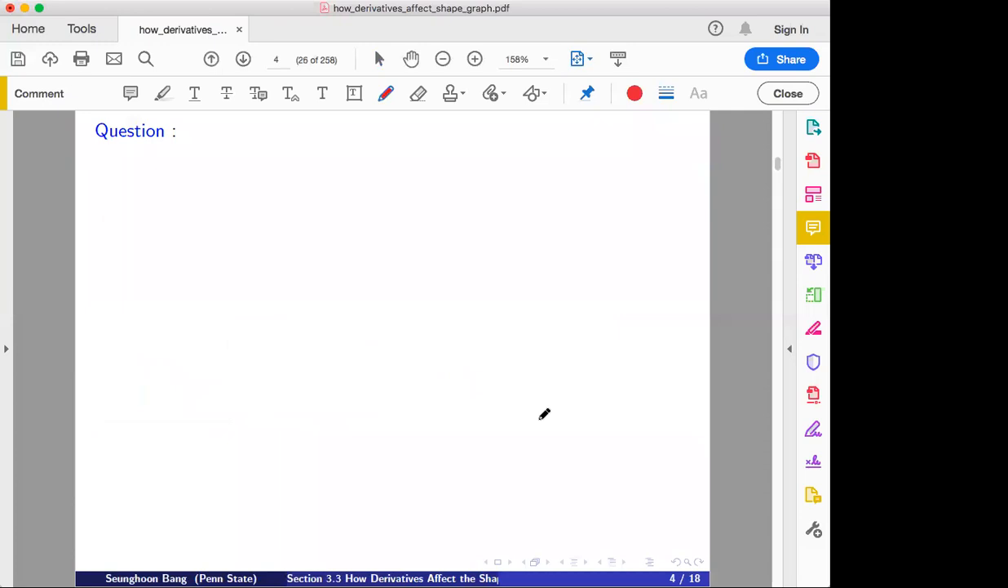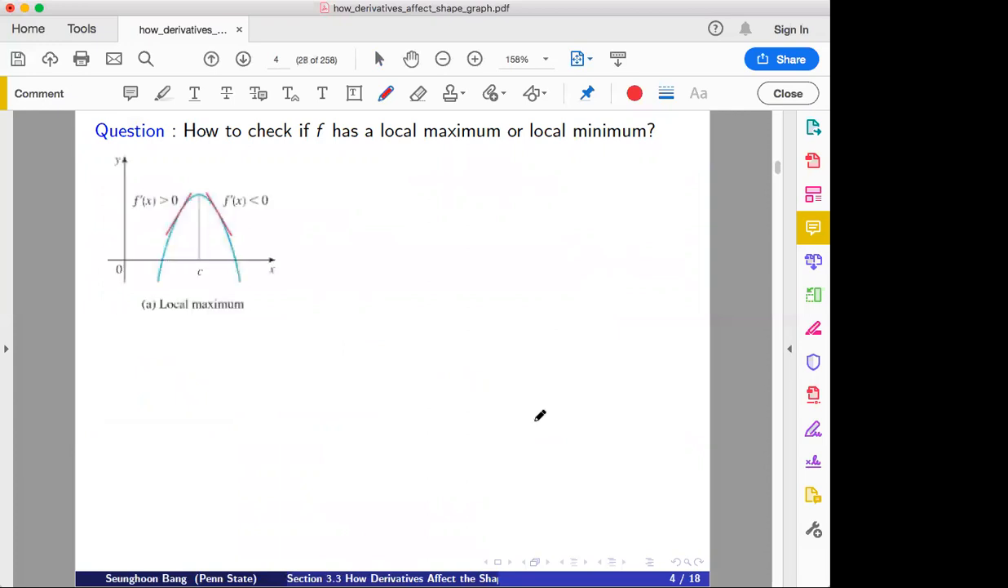Next, the question: how to check whether function f has a local maximum or local minimum? This is the idea. In this case, we have a local maximum at c, right? Here, you can draw the tangent line. What is f prime of c? Yes, the slope is 0.